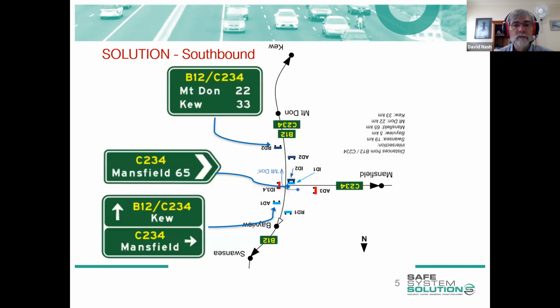Then in the other direction of travel, I've turned the map upside down just so the signs are the right way up. The AD sign has Q, and the route number is B12 and the C234, because those two routes overlap over this section of road. And Mansfield is to the right. And the RD sign, Mount Don 22, Q33. I think virtually everyone got that correct as well.